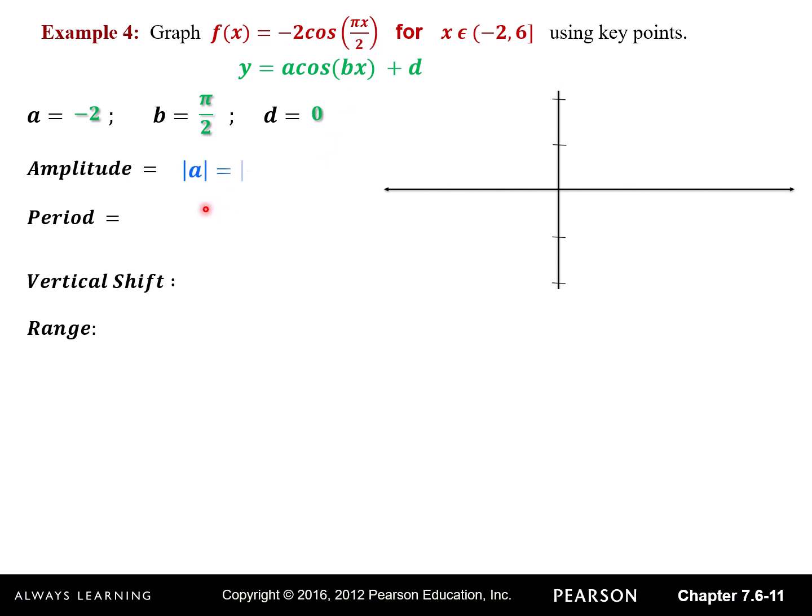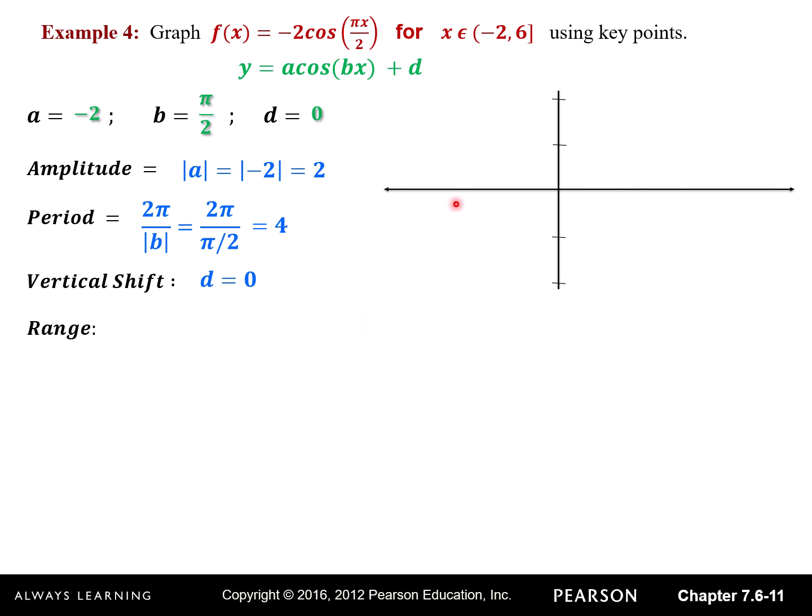So the amplitude is the absolute value of A, which is the absolute value of minus 2, which is 2. And the period is 2 pi over the absolute value of B, since B is pi over 2. So this is equal to 4 because pi will cancel out. Then the vertical shift is the value of D, which is 0, so there's no vertical shift. And then the range, we will identify that later.